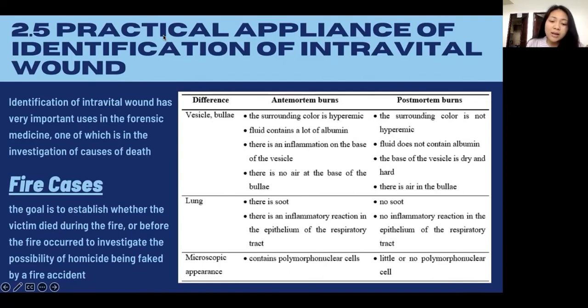The last one, in microscopic appearance point of view, the antemortem burns contain polymorphonuclear cells, but in postmortem burns, there is little or no polymorphonuclear cell.